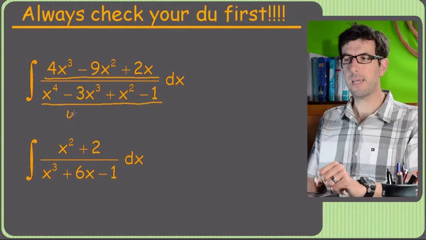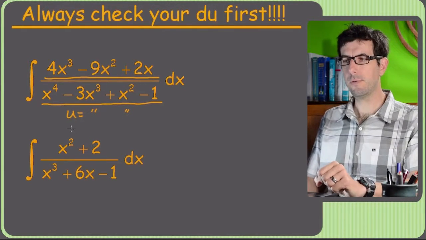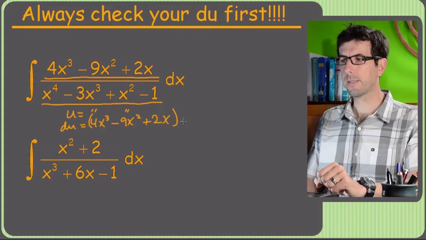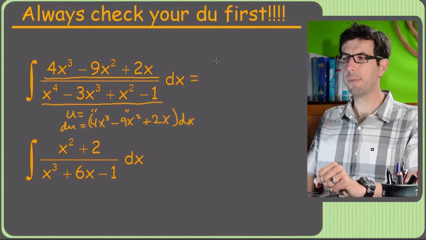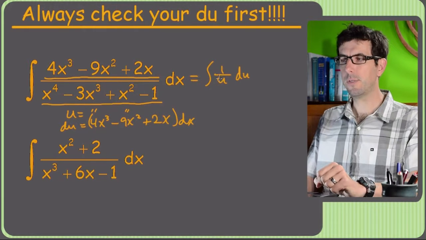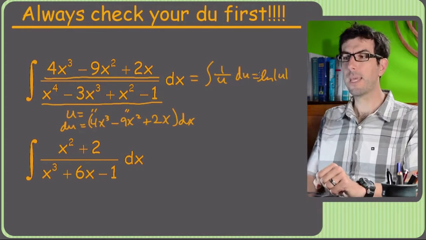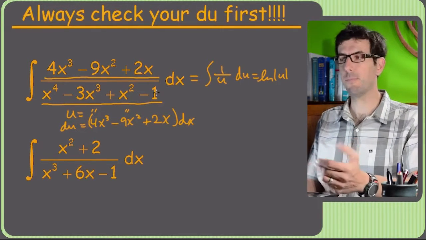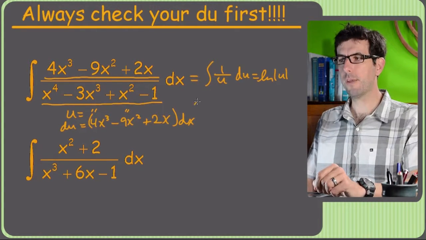So if I set u equal to the bottom, then my du would equal the top. And of course there's dx on there. So this magically becomes the integral of 1 over u du, which is, ooh look, that's the ln of u. So I would get the ln of x to the fourth minus 3x cubed plus x squared minus 1. Really simple, right? So that's why you want to keep your eye out for this.